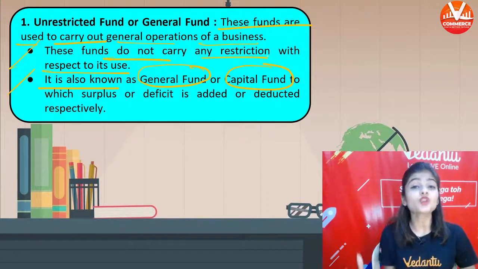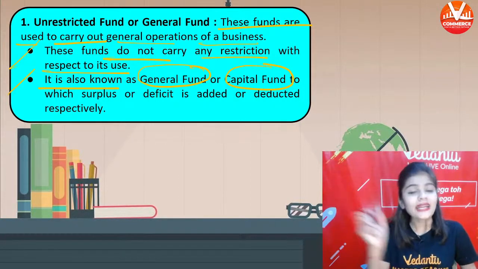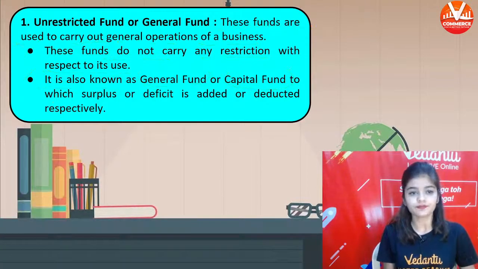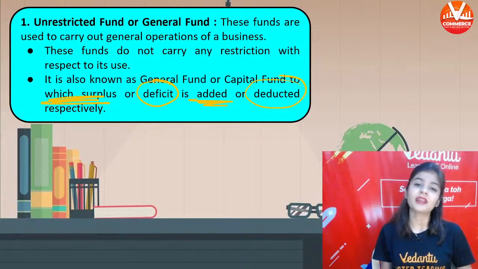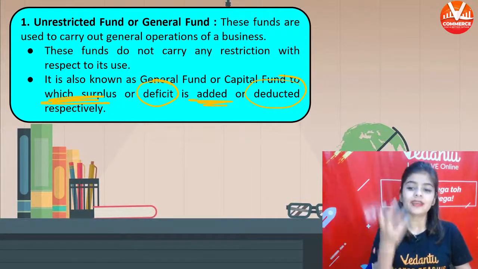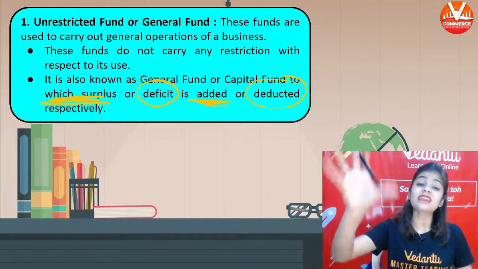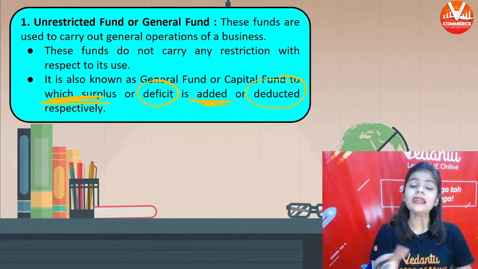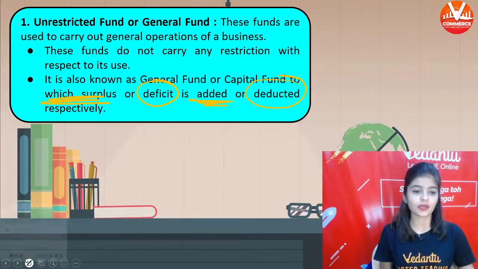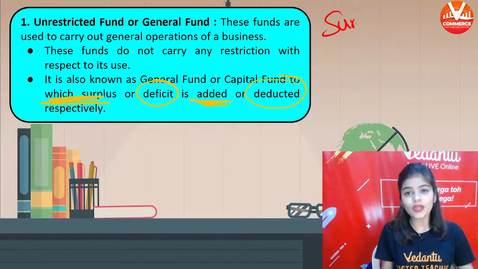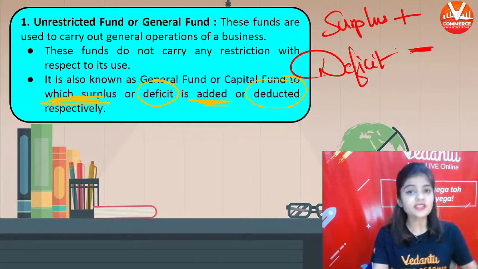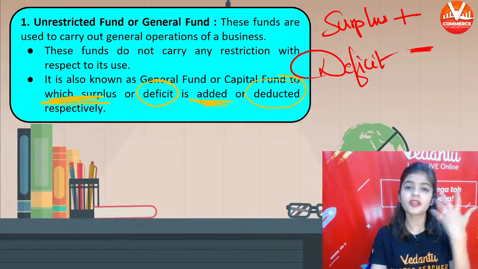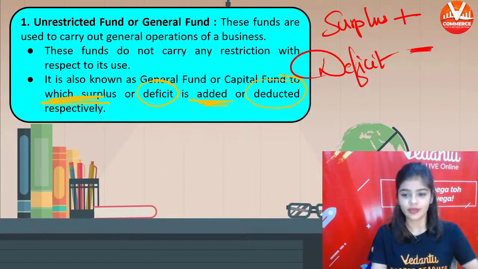Unrestricted funds are also known as general fund or capital fund, to which surplus is added and deficit is subtracted. तो कैपिटल फंड में से जनरल फंड में आप क्या करोगे? सरप्लस को ऐड कर दोगे एंड डेफिसिट को माइनस कर दोगे. So surplus will be added and deficit will be subtracted. This is the first type of fund: unrestricted fund, general fund or capital fund.